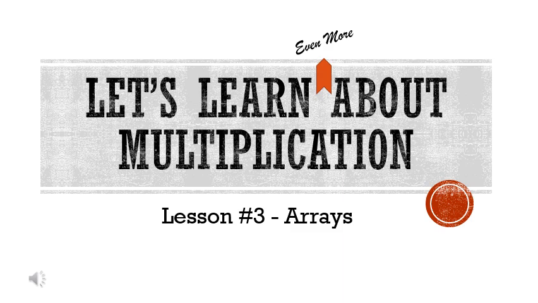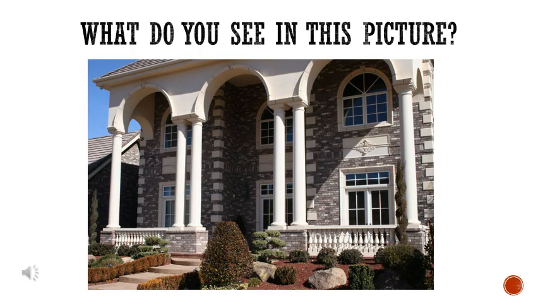Let's learn even more about multiplication. This time we're going to be looking at something called arrays. What do you see in this picture? Did you notice the columns at the front of the house going up and down? Now we'll be looking at items that are arranged in vertical columns that go up and down.